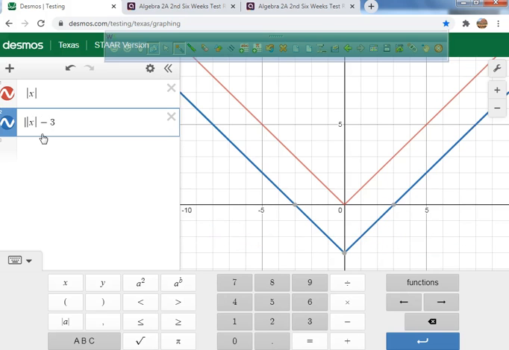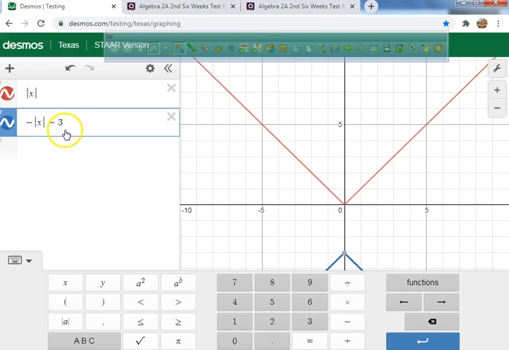What happens, though, if I make this negative? It flips. It reflects it across the x-axis, all right? So if this is reflected across the x-axis, it's going to have a negative right there. Everybody got that? So let's go back and take a look at our problem.